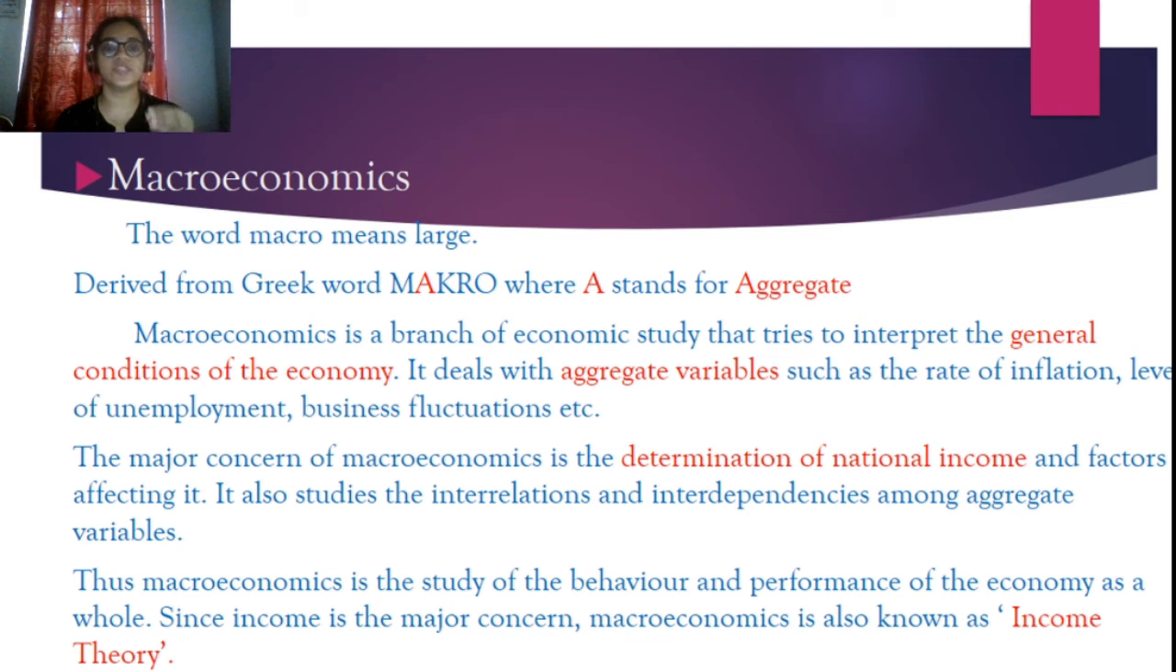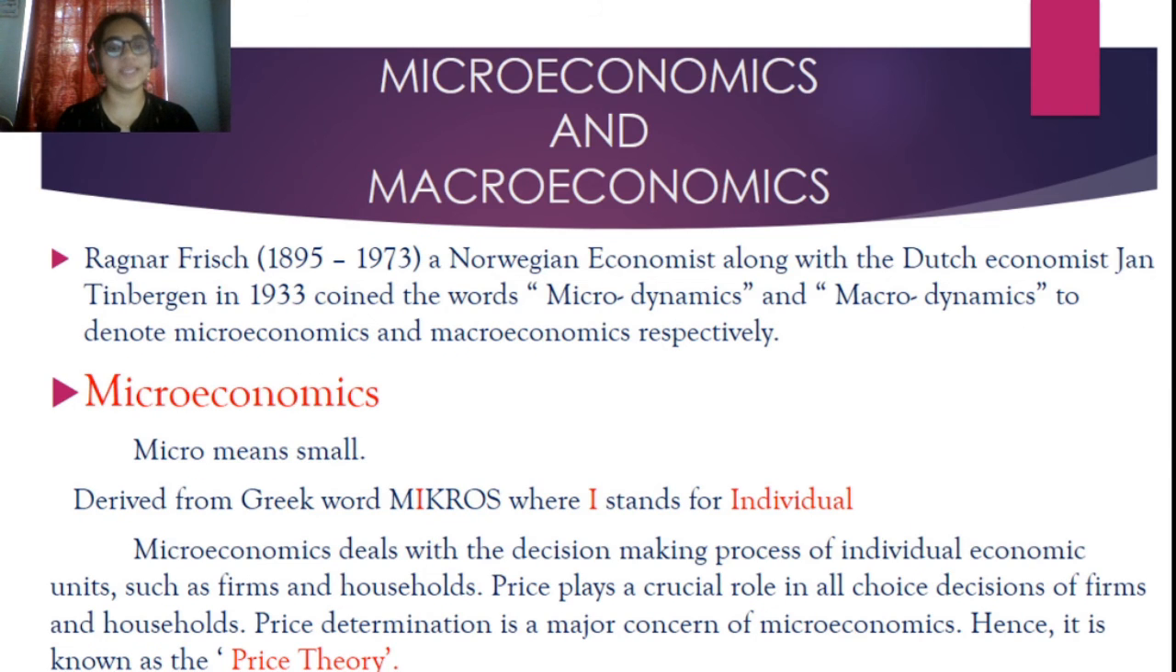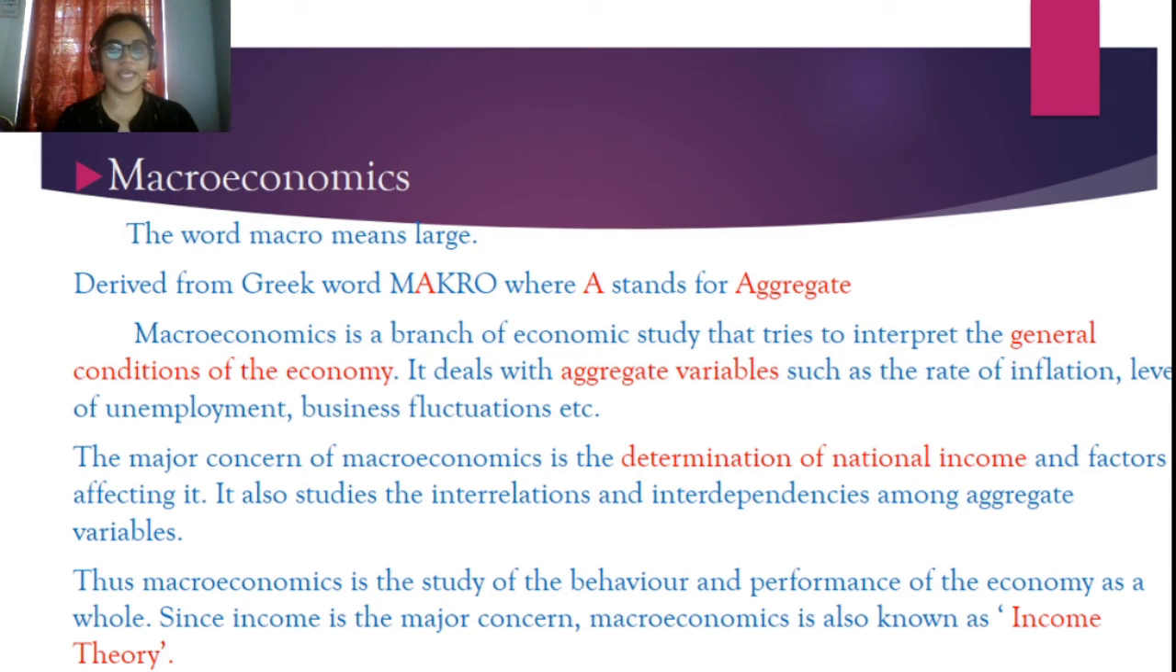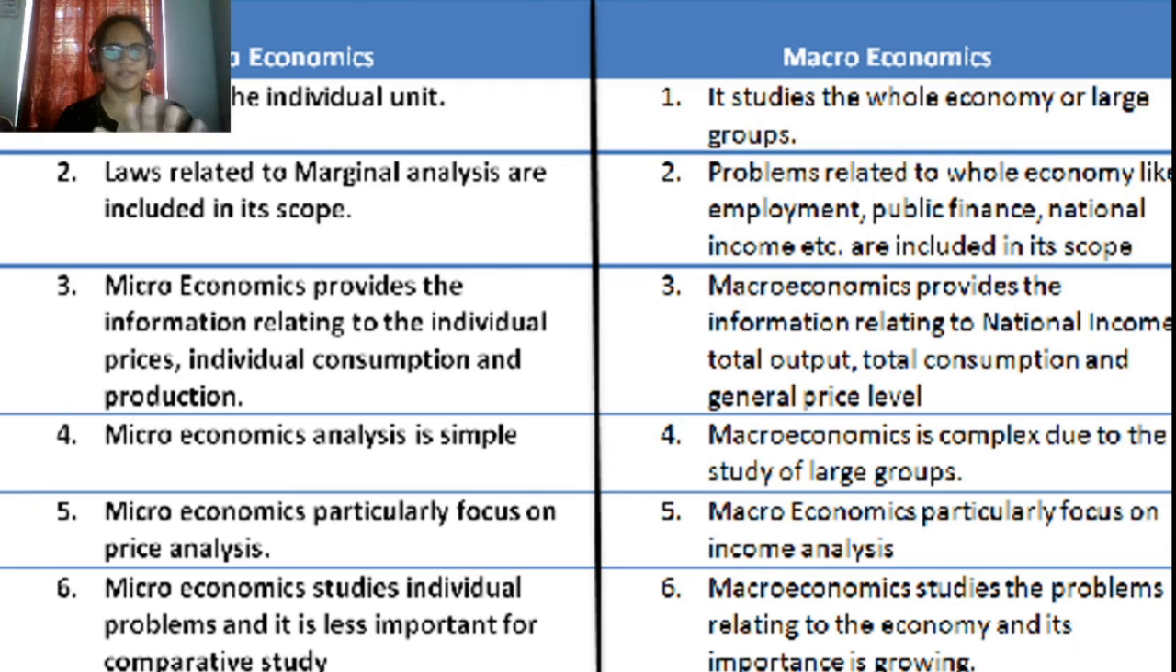As income determination is the most important concern of macroeconomics, it is also known by the name income theory. Okay, so we just said that microeconomics is known as price theory and macroeconomics is known as income theory. And this is a table showing the major differences between microeconomics and macroeconomics.